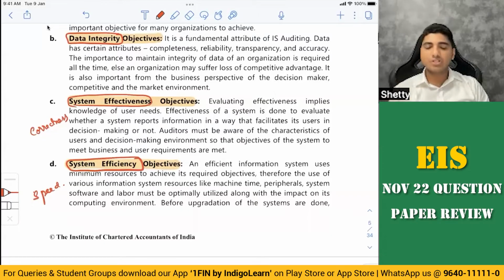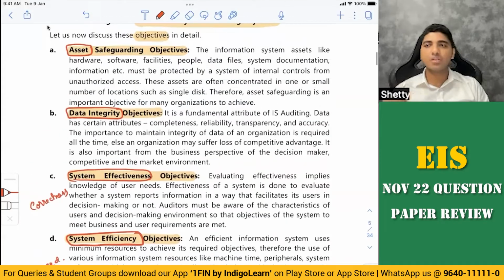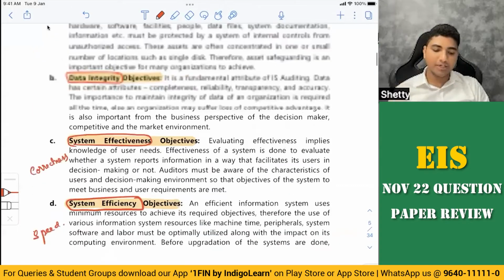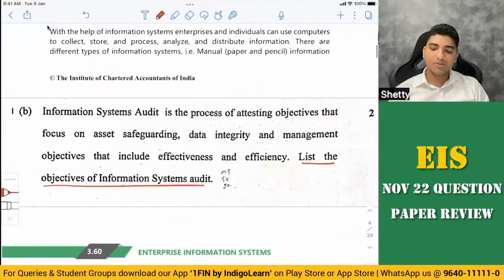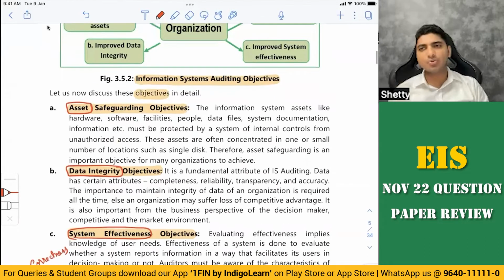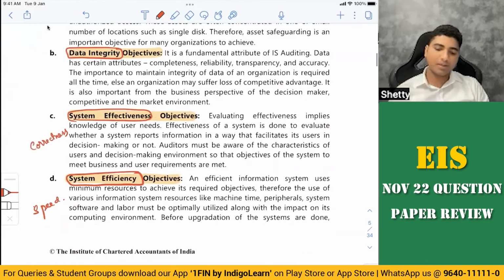So the EIS auditor will check all these 4 things. That is, whether your assets are there, whether data can be manipulated or changed without proper authority, whether it is giving the correct outputs, and how fast it gives you the results. So these are the objectives of EIS audit. Again, it was a very small question for 2 marks. So even if you write one sentence for each, you will get all the marks.